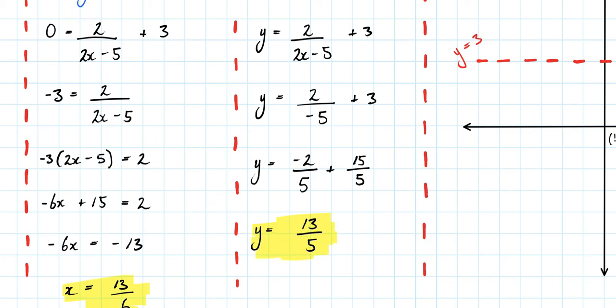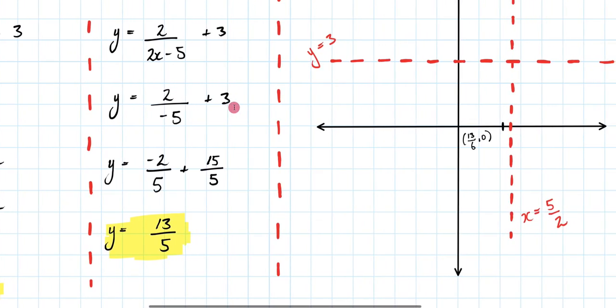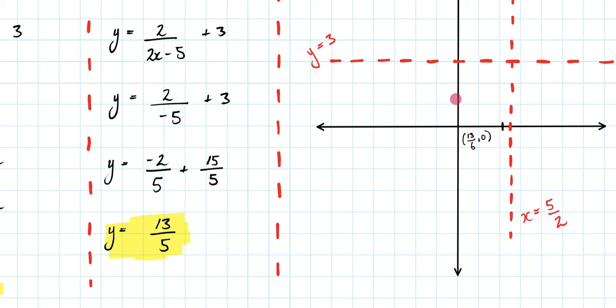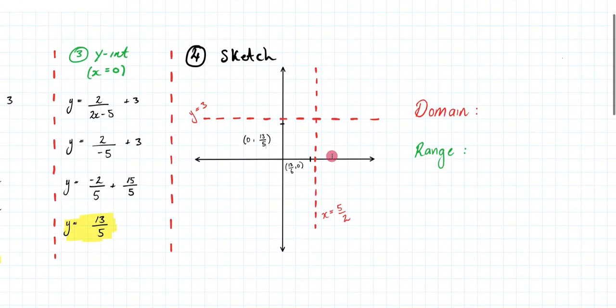So now 13 over 5 is once again going to be 2.6. So I could come over here and get a pen and say 2.6. Well, this is 3, 1, 2, 2.6 is going to be about here. And I make sure I label it. So I'm going to go, that is 0, 13 over 5. And now I have everything I need to sketch this now.